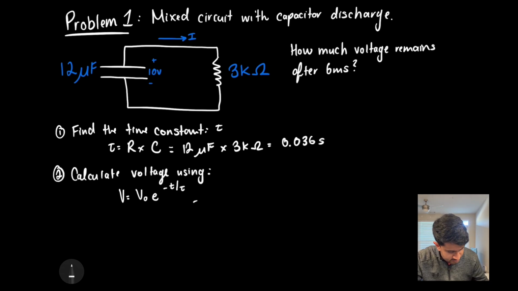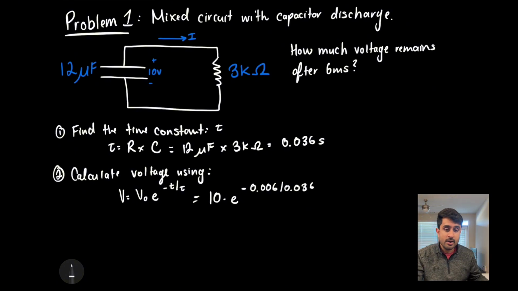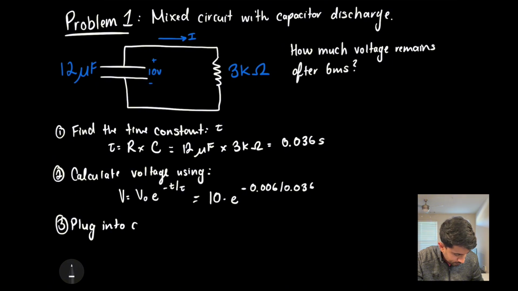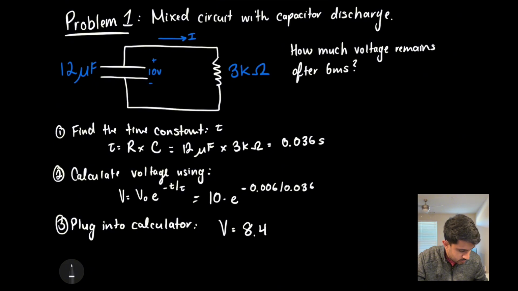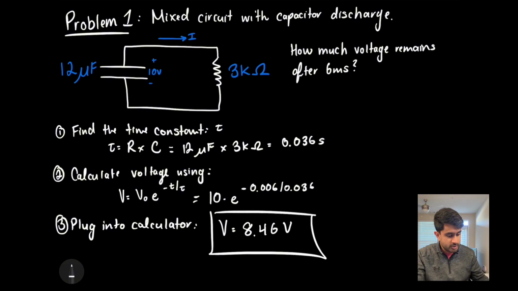Therefore, let's quickly analyze this, V is equal to 10 multiplied by e to the minus 0.006 over 0.036. This is the equation we're going to solve to find the final voltage after these 6 milliseconds. Therefore, if we plug into calculator, the final voltage, V, is going to be equal to 8.46 volts. That is the final voltage after 6 milliseconds, given this setup of 3 kilo ohms with a 12 microfarad capacitor. So pretty straightforward question.